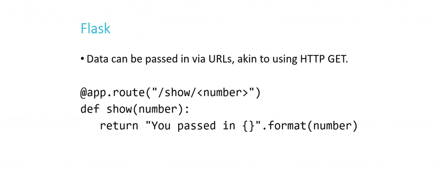Well, where does that number come from? Well, look at my decorator here. At app.route /show/ and those angle brackets are actually important. We actually have to leave those in. Number. So that if I visited my application /show/10, the page would show you passed in 10. If I went to /show/50, it would say you passed in 50. So it allows me to collect information using HTTP GET by having the user supply it via a URL.